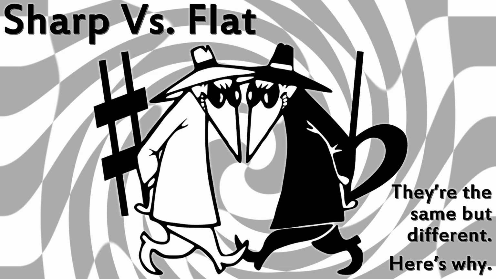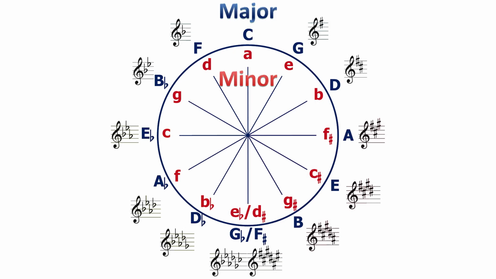You might have seen or at least heard of what may be the world's most notoriously perplexing circle, the circle of fifths. To put it simply, the circle of fifths is a reference tool used to quickly and easily identify key signatures and, by extension, major and minor keys.